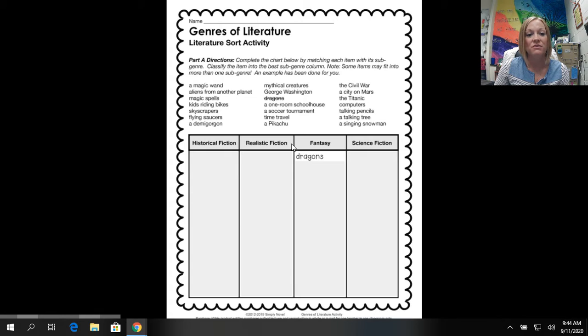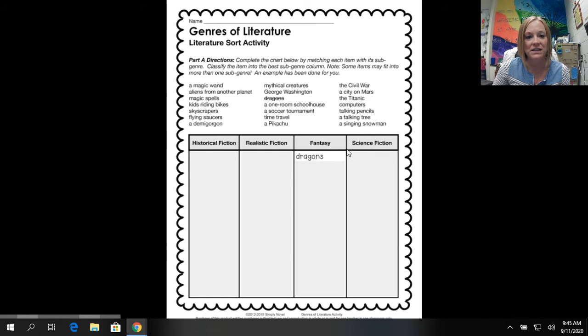Realistic fiction, you want to think of real. So this is a made up story, but could really happen. Most of the stories that we read this year are either historical fiction or realistic fiction. So again, realistic fiction means that this could really happen in real life. Fantasy, this is where we might have magic or talking animals, things that are not real. Think of magic and princesses and fairy godmothers.